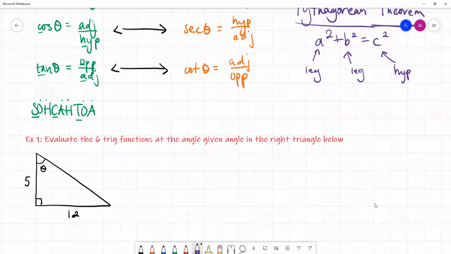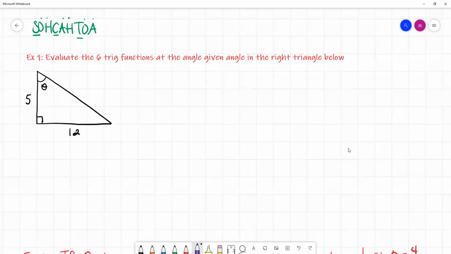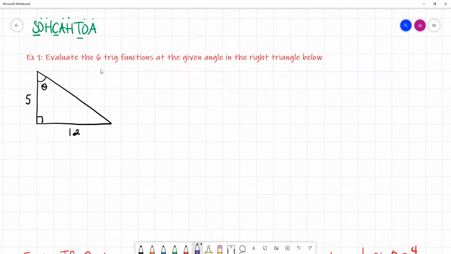Cool, so let's use this information and see if we can make use of it, okay? Evaluate the 6 trig functions at the given angle in the right triangle below. So here's our right triangle. Here's the given angle theta. We're going to find sine, cosine, tangent, cosecant, secant, and cotangent of this theta right here.